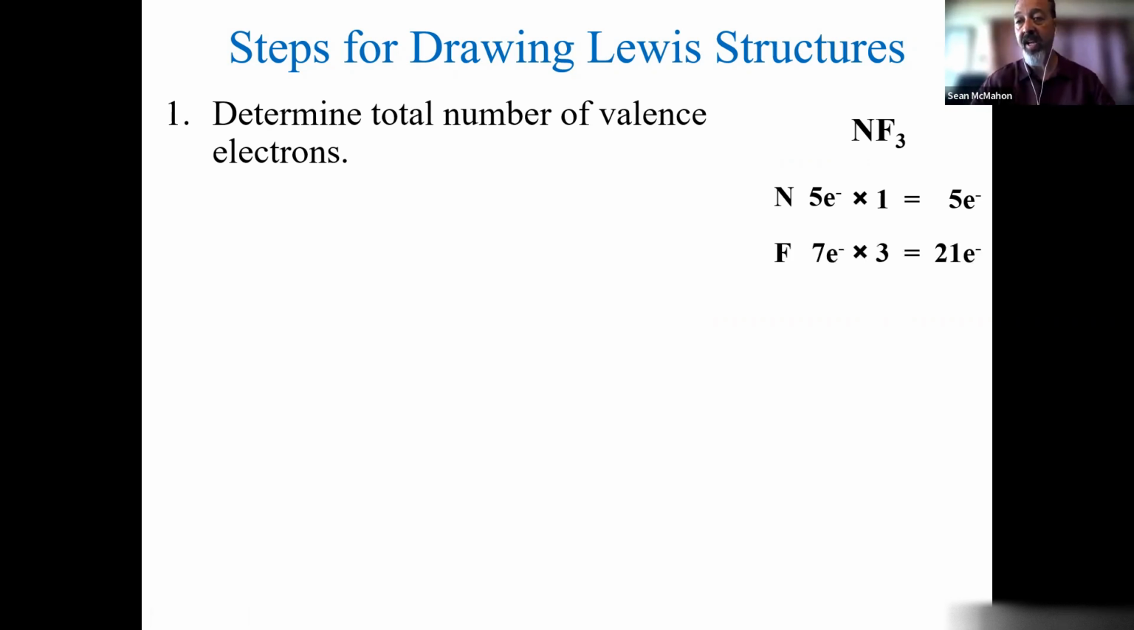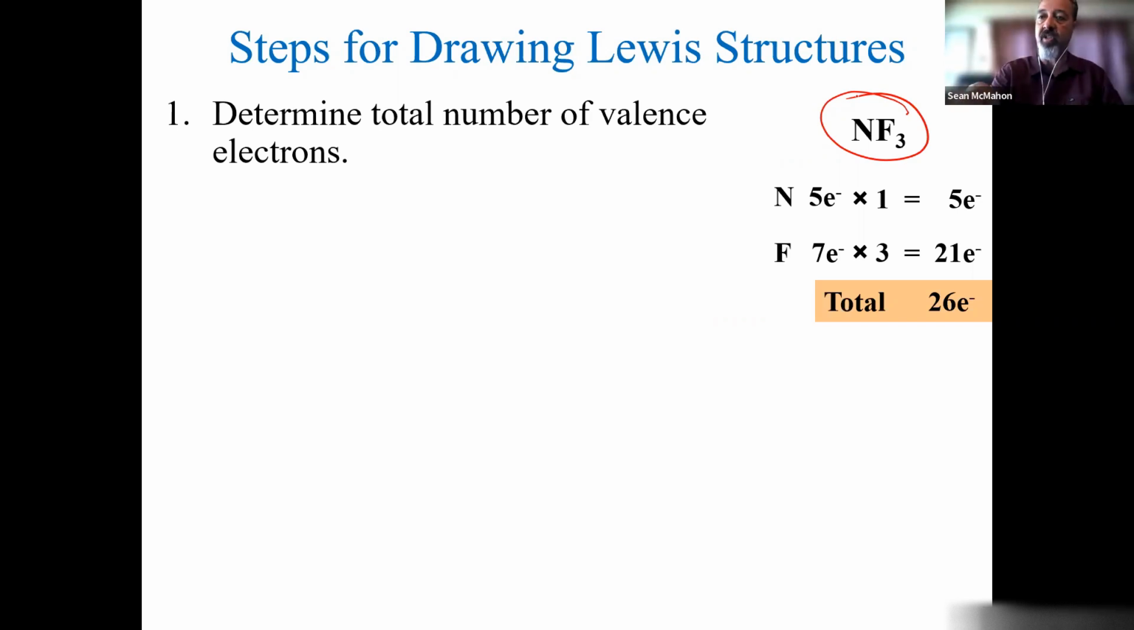Fluorine is group 7A, so each fluorine has 7, and there's 3 of them, so 7 times 3 is 21. So my total is 26 valence electrons for this species. Now I say species because we could draw Lewis dot structures for ions, polyatomic ions, molecules, and atoms as well. So the reason why I say species is we can use Lewis dot structures for all of this.